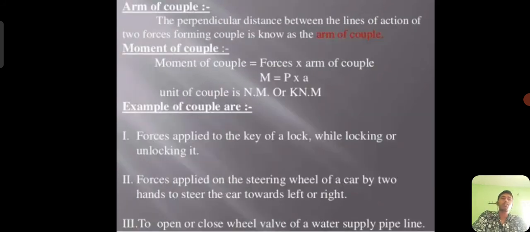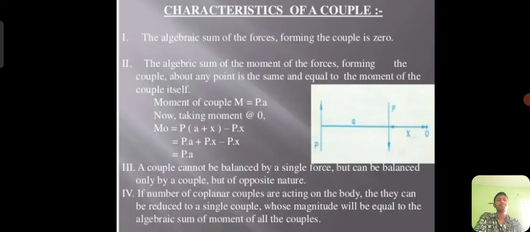Arm of the couple. The perpendicular distance between the lines of action of the two forces forming the couple is known as the arm of the couple. Moment of a couple equals force into arm of the couple, M equals P into A. Units of a couple are Newton meters or kilonewton meters. Examples of couples are forces applied to the key of a lock while locking or unlocking it, forces applied on the steering wheel of a car by handling it to turn the car towards left or right, and opening or closing wheel valves of a water supply pipeline.